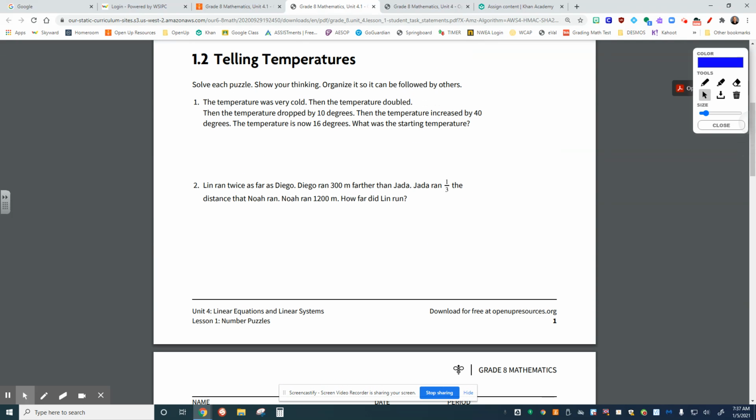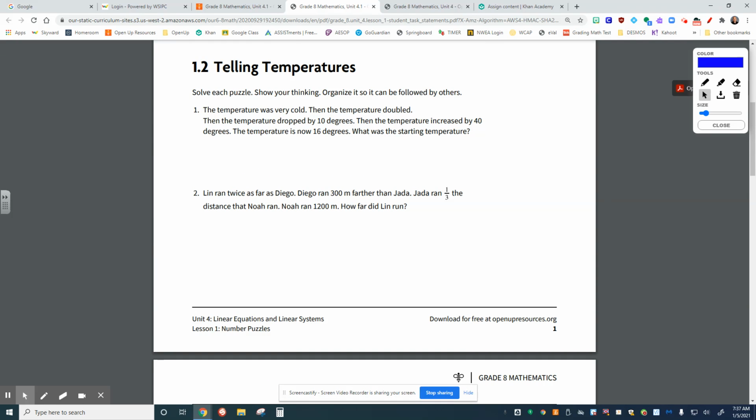When we talk about our lesson, telling temperatures, we need to be able to solve each of the following equations or each of the puzzles, and we need to show our thinking. So we're going to organize it so it can be followed by other people. In this case, the temperature was very cold. I think that's important to know. Then the temperature doubled, and then the temperature dropped by 10 degrees, and then the temperature increased by 40 degrees. And the temperature is now 60 degrees. So what is the starting temperature?